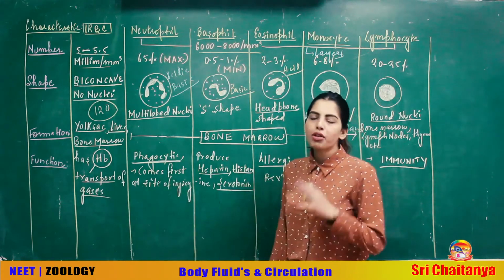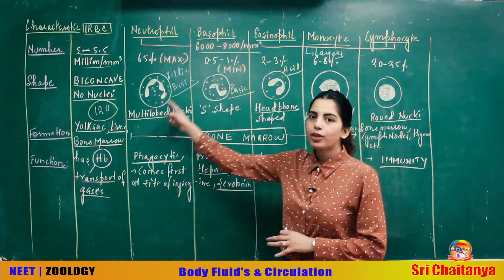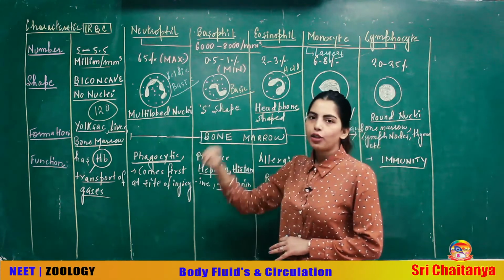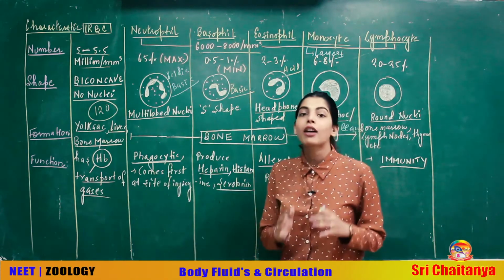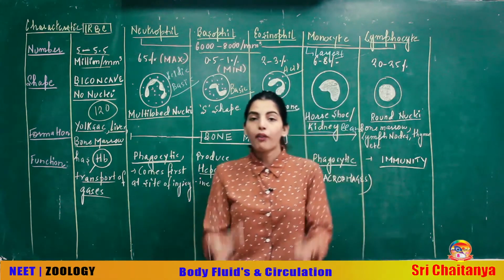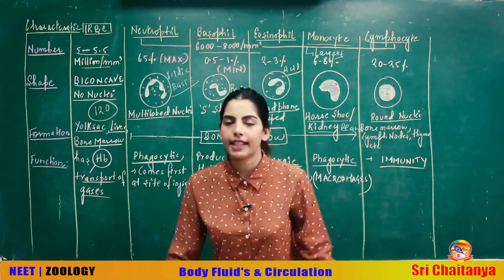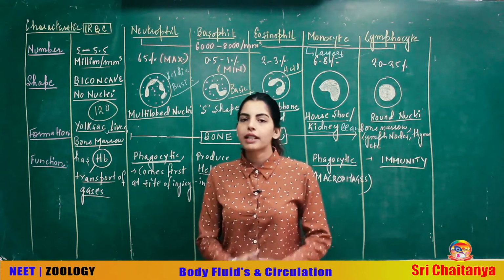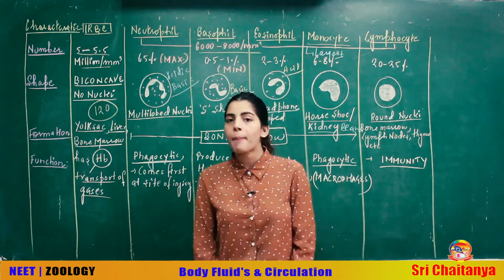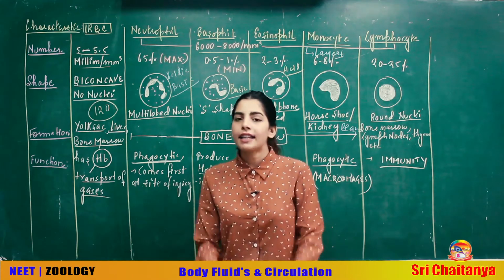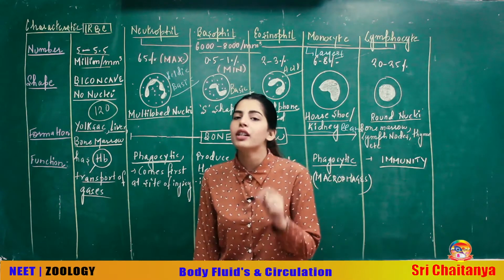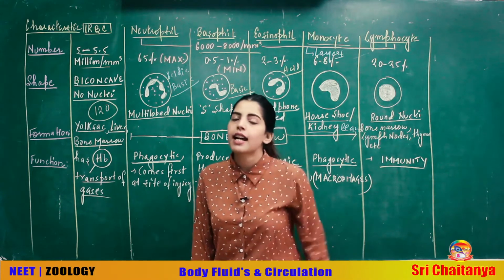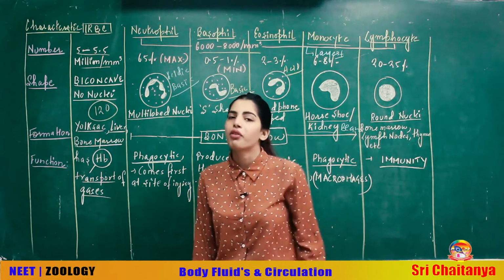Remember that the neutrophils among the granulocytes are the phagocytic cells. They perform phagocytosis, engulfing everything, alright? And the neutrophils also, students, are the first cells to come and appear at the site of injury. The very first cells appearing at the site of injury are the neutrophils.